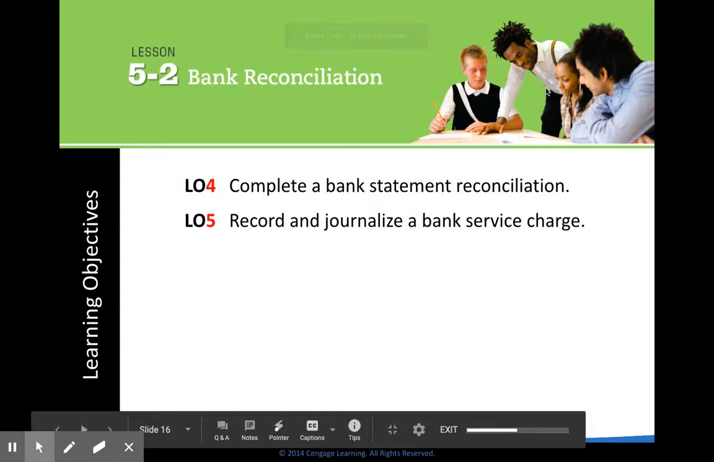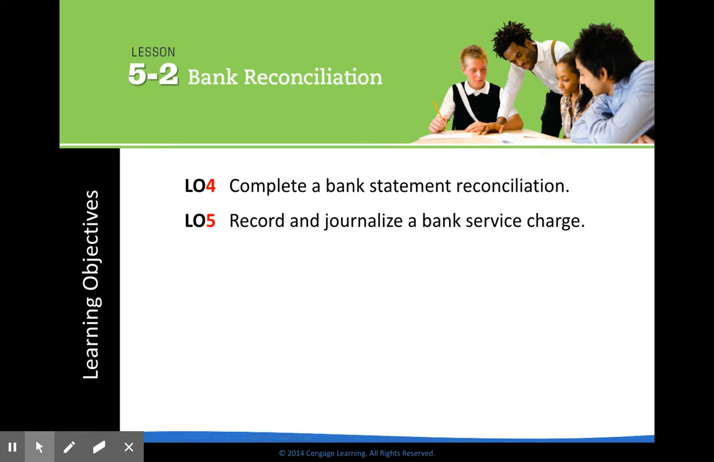In section 5-2, we are going to do something called a bank reconciliation. So we're going to compare our bank statement to what we think that we have on hand at the bank. And that will come along with some journal entries as well.